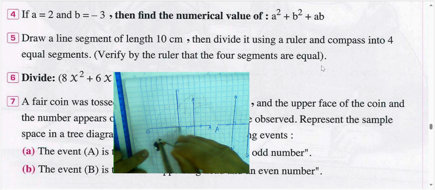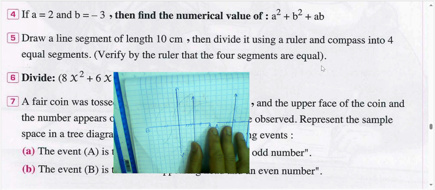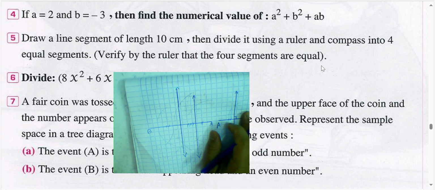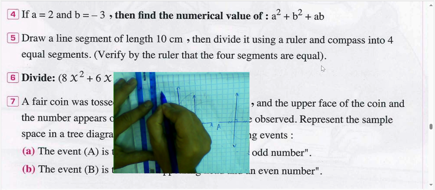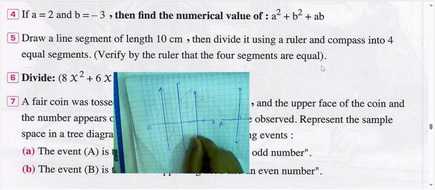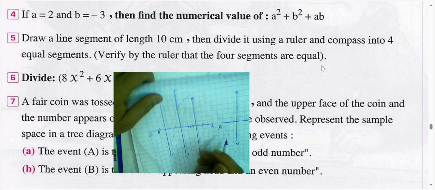draw an arc up and down, and going here to B, an arc up and down, and then there is an arc also. Okay, 1, 2, 3, 4, then we have 4 equal parts here.